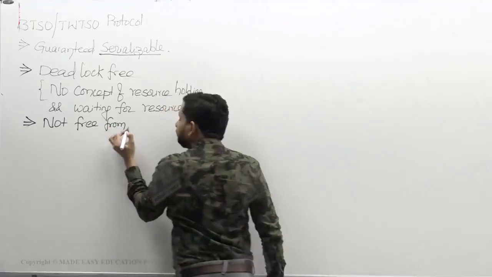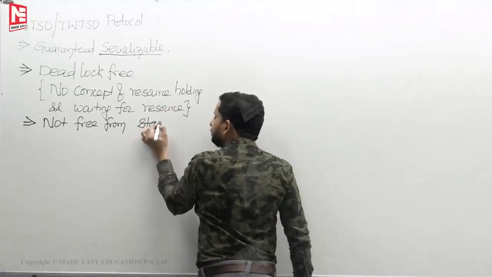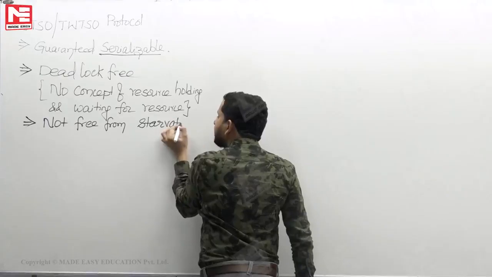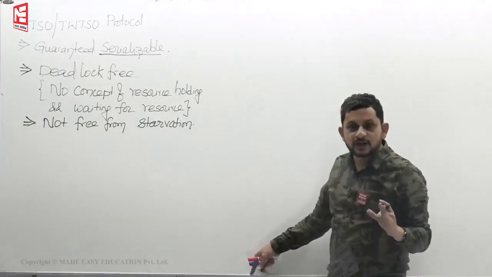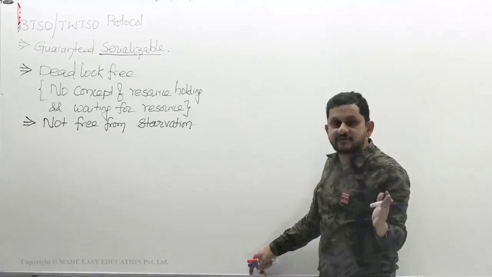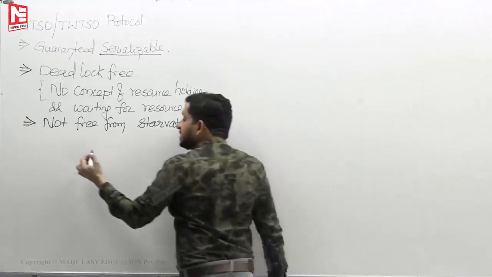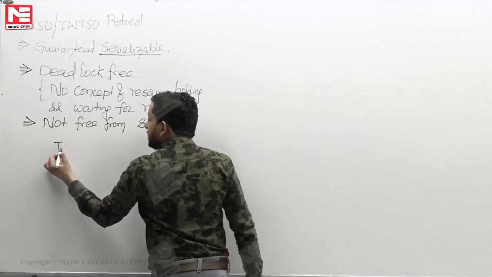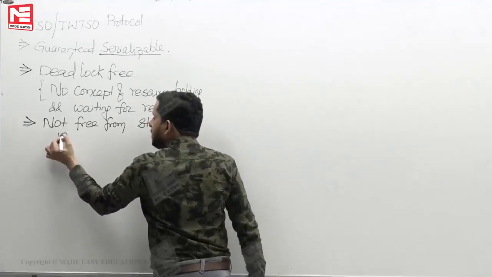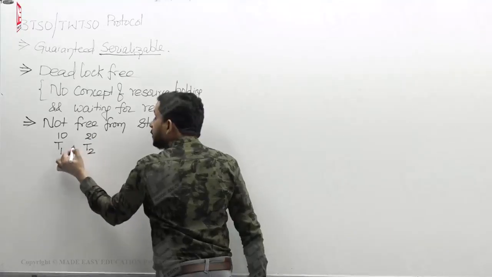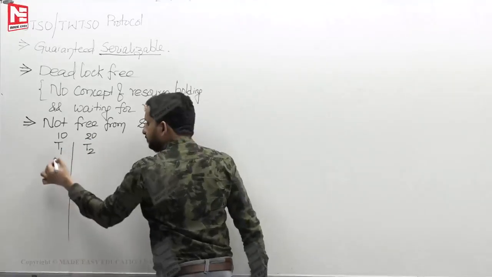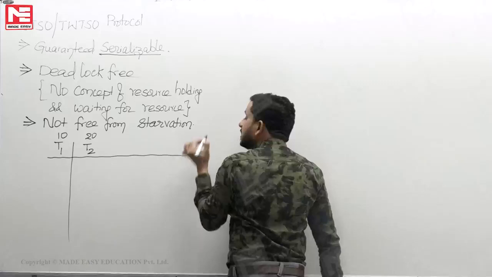These protocols are not free from starvation. Starvation may occur. Why does starvation occur? Let us see a simple example. T1 timestamp is 10. T2 timestamp is 20. Assume that T2 is younger than T1.